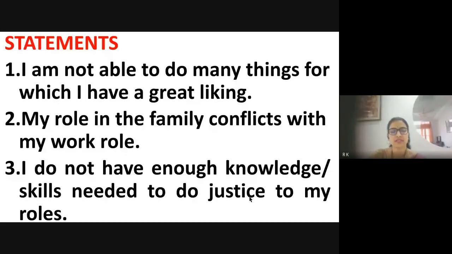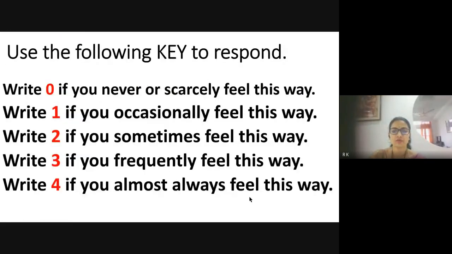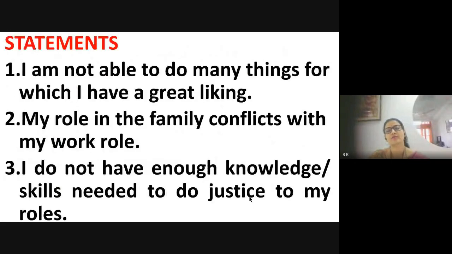The key is: write 0 if you never or scarcely feel this way. Write 1 if it is occasionally. Write 2 if it is sometimes. Write 3 if you feel this way very frequently. And write 4 if you almost always feel this way. So the first statement is, I'm not able to do too many things for which I have a greater liking.